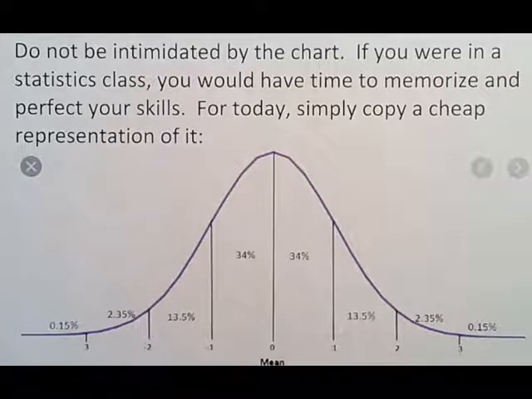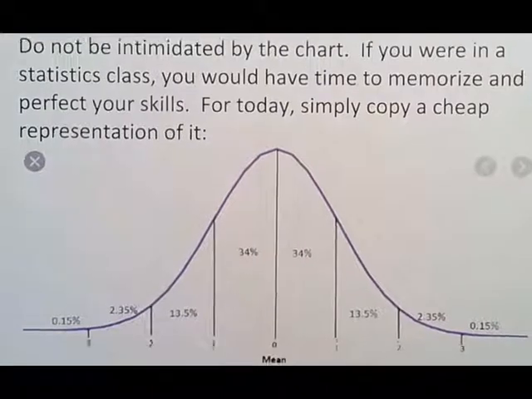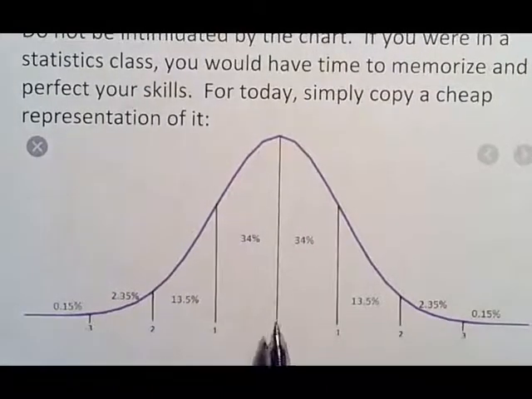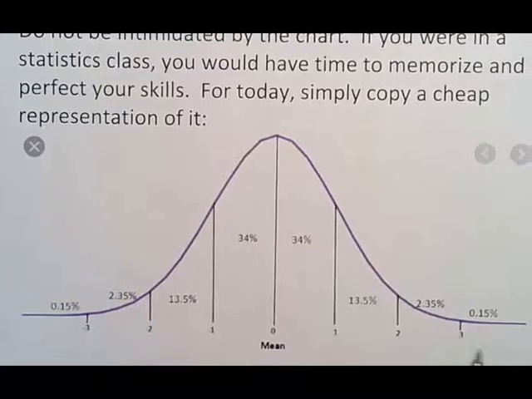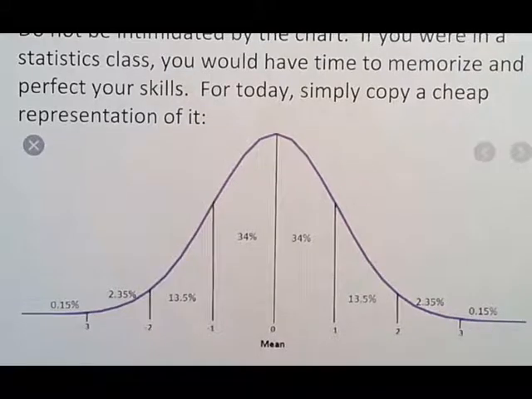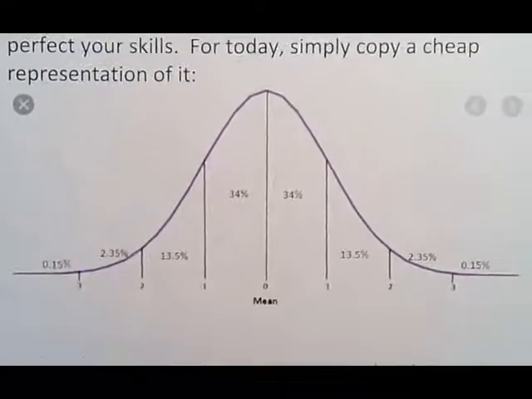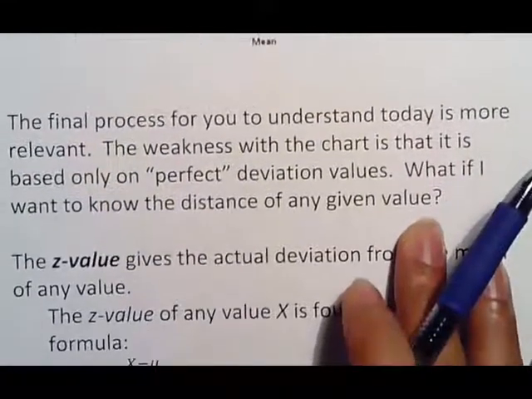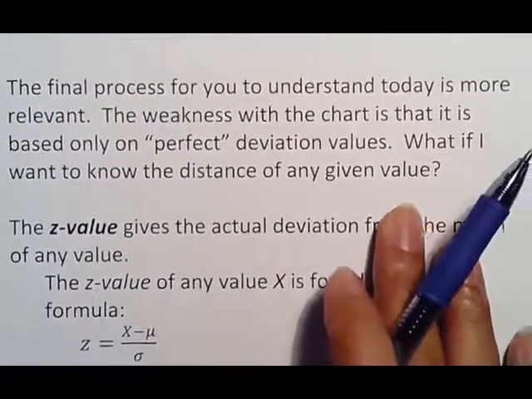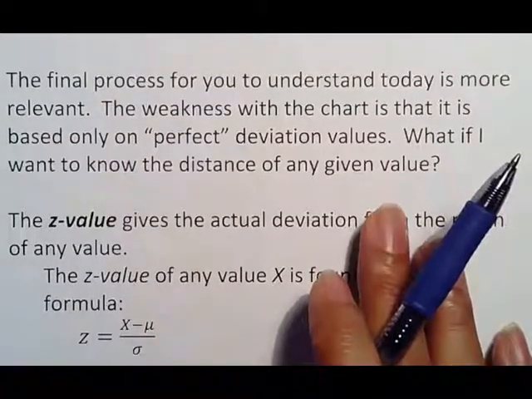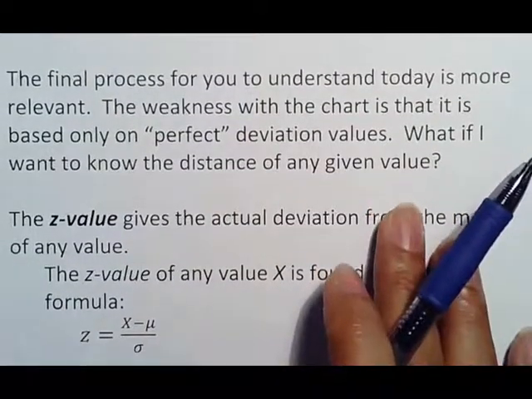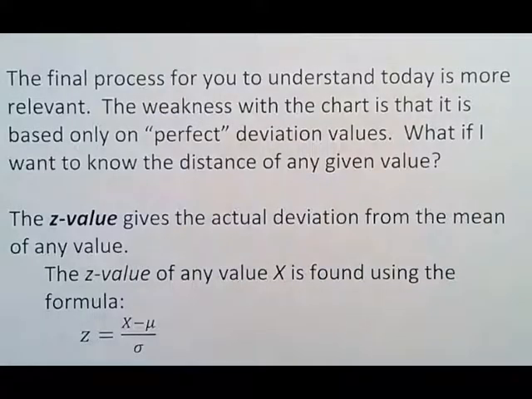For today, just simply copy a cheap representation of this thing so you at least have the numbers. Again, 0 in the middle, and then you have 1, 2, 3, 1, 2, 3, 34, 13.5, 2.35, .15. Alright, so you might want to pause that so you can copy that. But the final process for you to understand today is more relevant. That means you can actually use it more than that silly chart.